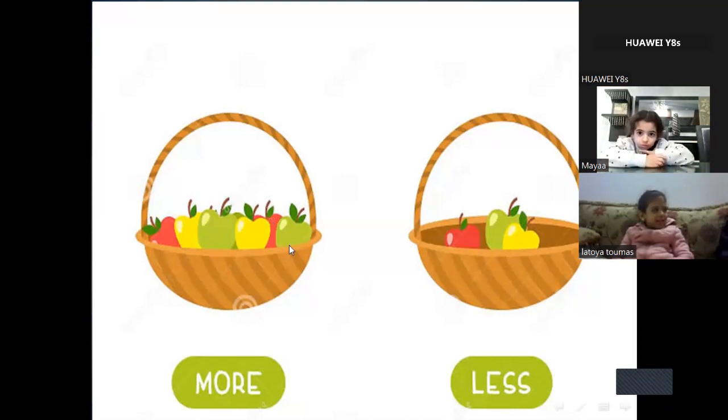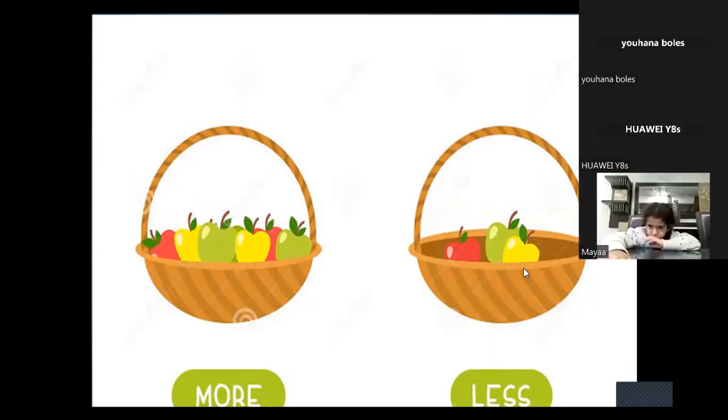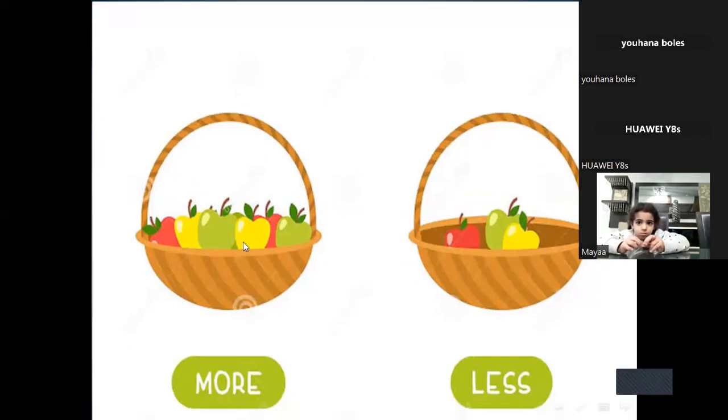1, 2, 3, 4, 5, 6. Excellent. So, how many apples here? 6 apples. Let's count how many apples in the other basket. 1, 2, 3. So, we have here 6 apples. And we have here just the 3 apples.